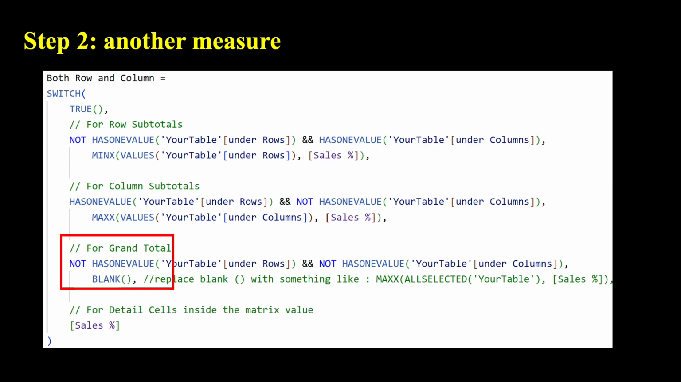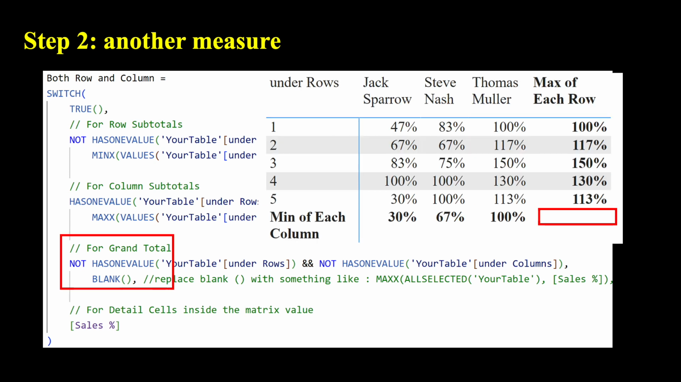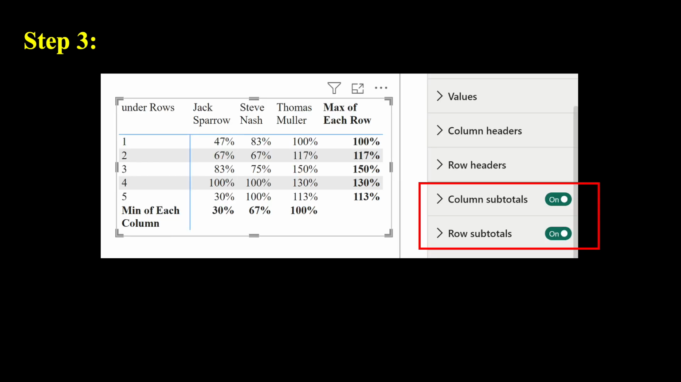And then finally for the grand total at the bottom right, we will keep it as blank to avoid any confusion. And then the last step is to create a matrix. And then now you have the customized values for both column and row subtotals at the same time in the same matrix table.